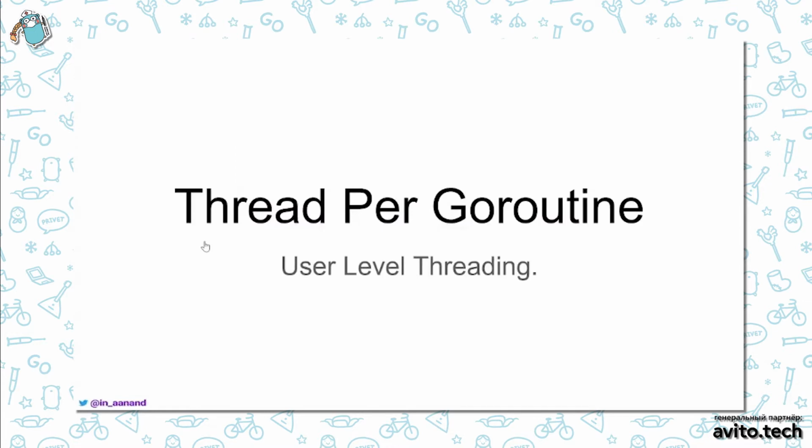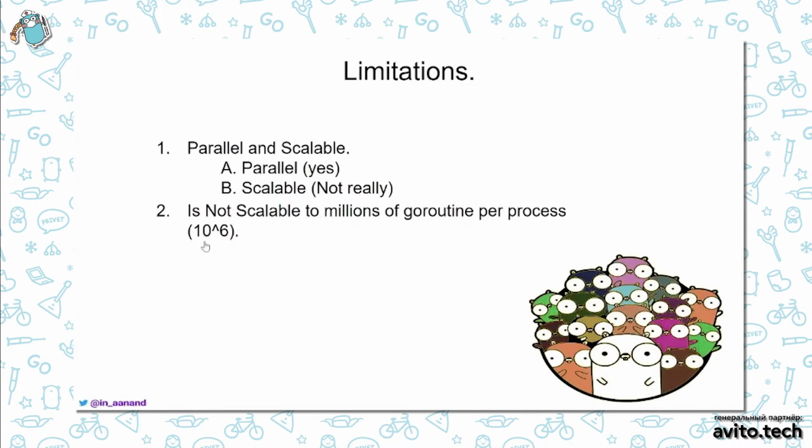Let's start modeling our core scheduler to solve these problems in incremental steps. First, we will try to see the basic simple scheduler. In this case, we'll have a thread per goroutine. What happens? Each goroutine is mapped to one system thread. What's the issue? We are again back to the same scalability problem. We will be suffering from too much context switching. So it's really not scalable to millions of goroutines per process, even though it's parallel.